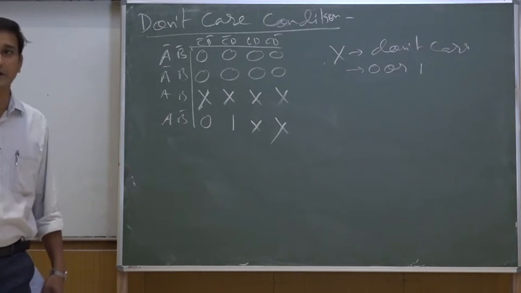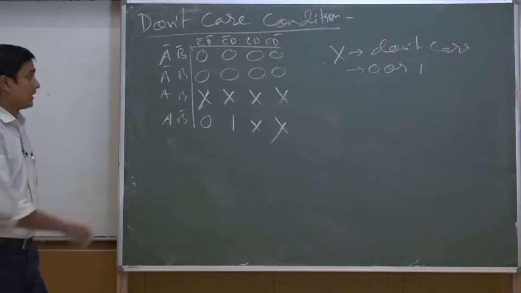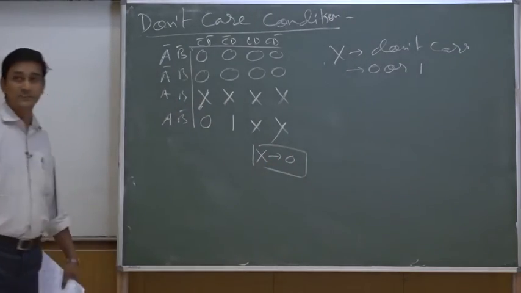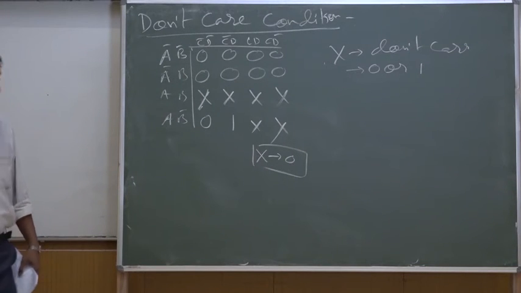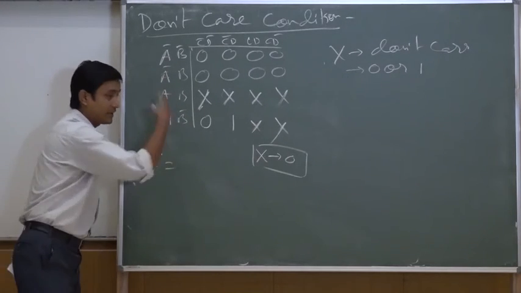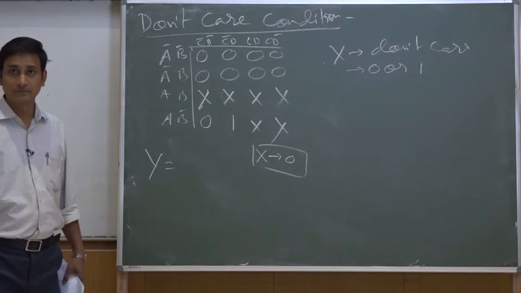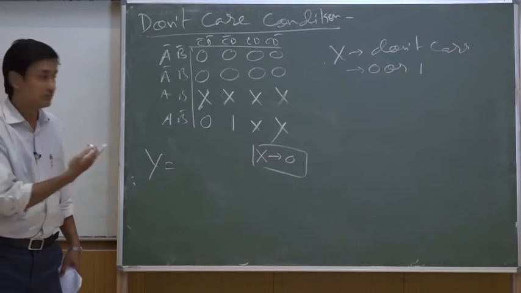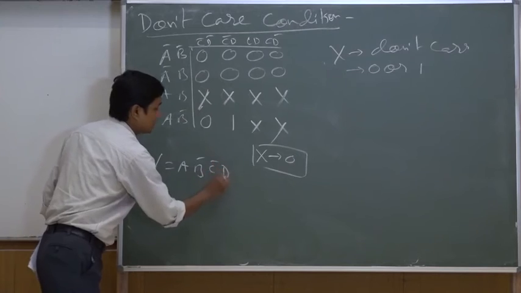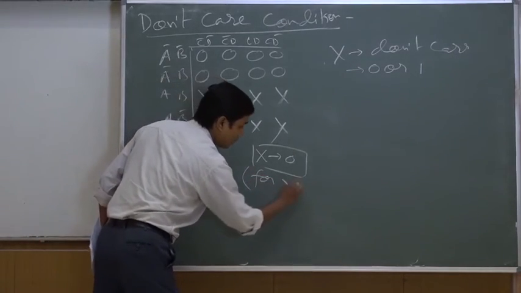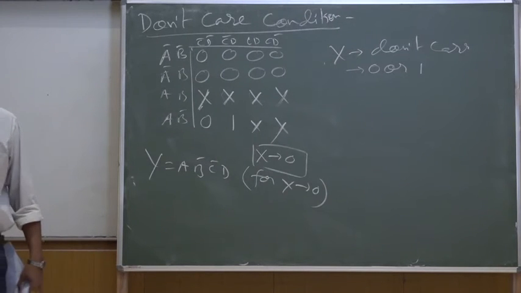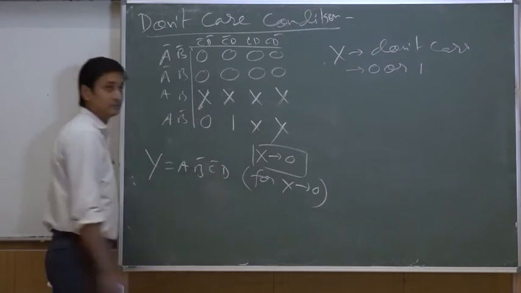Is there any utility of it? Yes, there is. Say you are considering x as 0, this cross is 0. So, this is 0, this is 0, this is 0 like this. So, what will be the expression for y here? Is there anybody to group? This one, A, B bar, C bar, D, for the don't care condition as 0, if you consider this cross as 0.